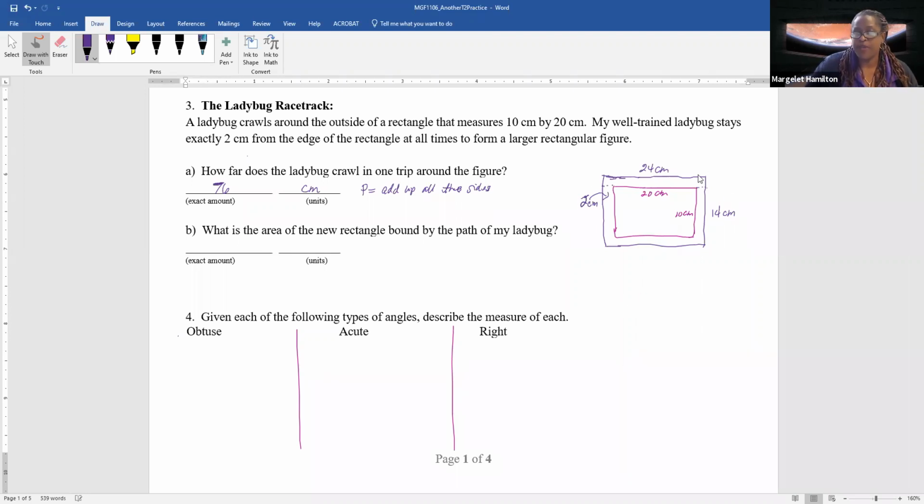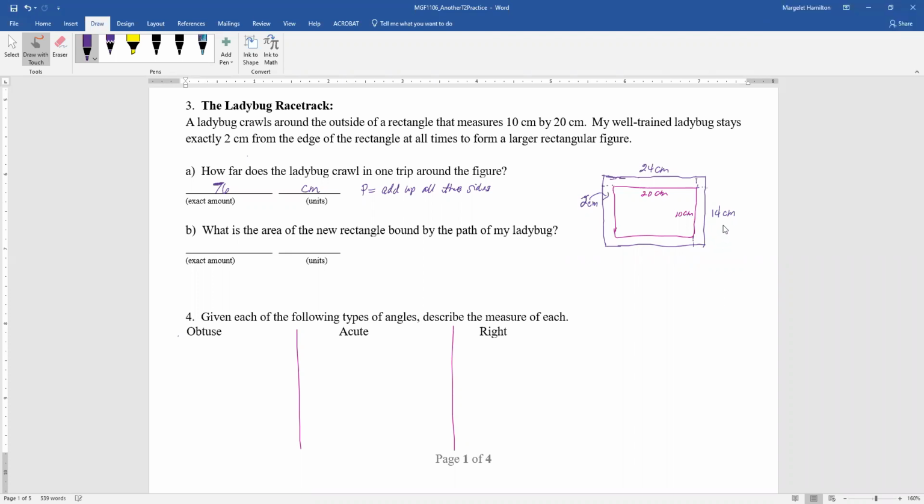We got 14 because this is 2 inches here, and this is 2 inches here. So 10 plus 2 plus 2 gives me 14. Is everybody clear on how we got the sides now? Yeah. Okay, very good.